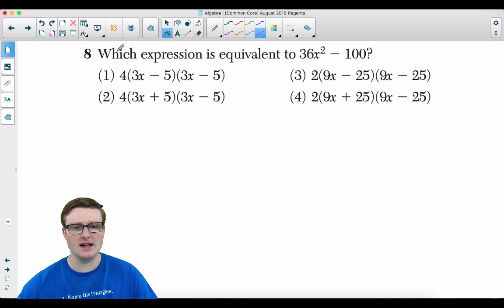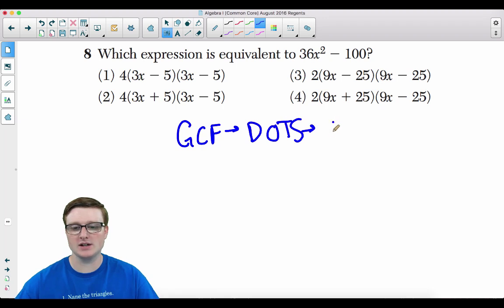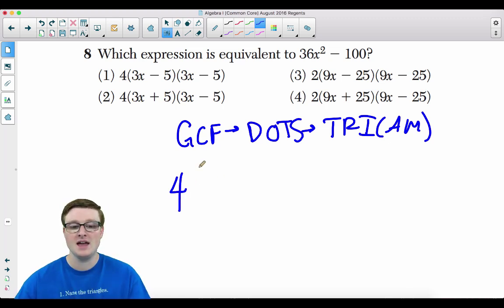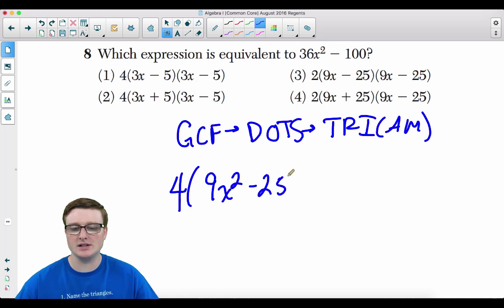All right, number 8. Which expression is equivalent to 36x squared minus 100? So by now you should know your order of factoring. The order of factoring is your greatest common factor, followed by the difference of two perfect squares, followed by the trinomial method, also known as the add and multiply method. So 36x squared minus 100. That does have a GCF. The GCF is the number 4. You pull out the number 4, and you're left with 9x squared minus 25.